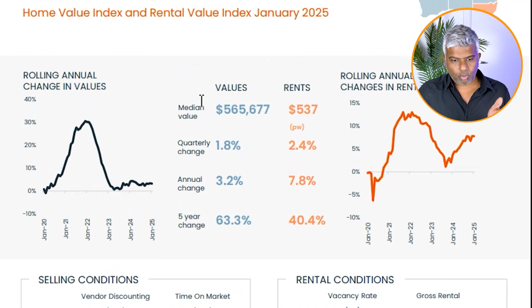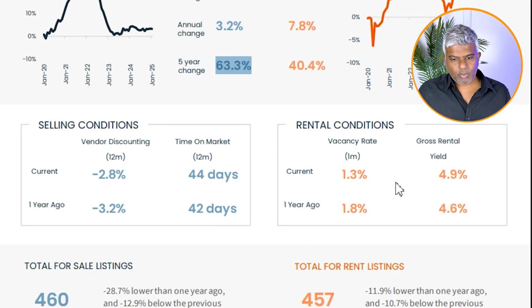For example, the median price, the quarterly change, the annual change, the 5-year change. For example, this is Albury-Wodonga. You can see that it accelerated in value within that COVID phase. And then since 2022, the growth has been slowing down and now the growth rate is much slower. And then you can also look at the rental market. What's the gross rental yield? 4.9%. Vacancy rate was 1.8% a year ago and the current vacancy rate is 1.3%.